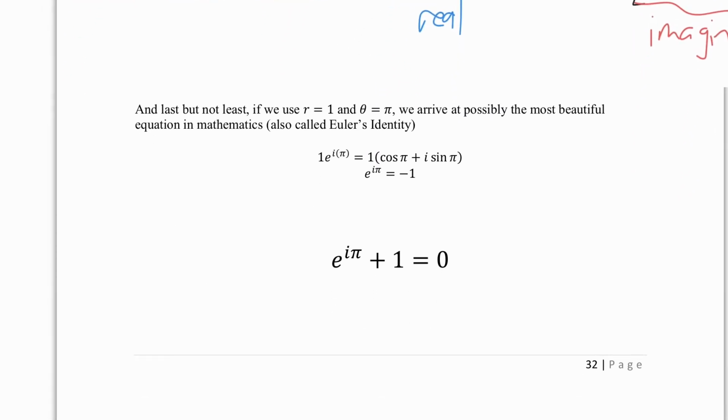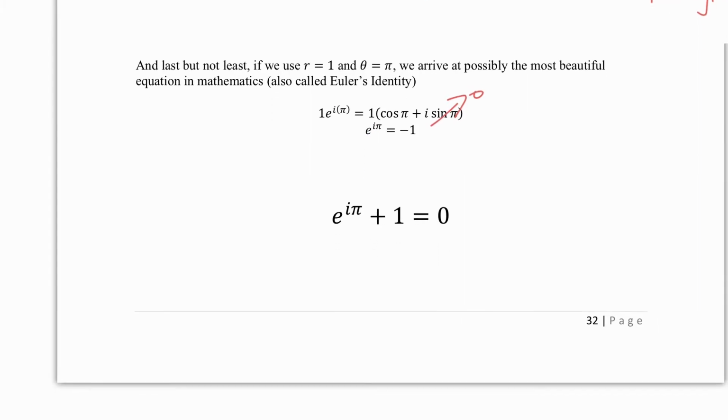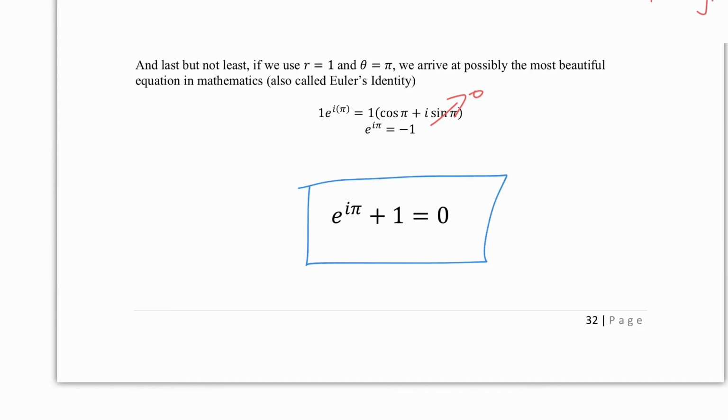And last but not least, if we use r equal to 1, theta equal to pi, we arrive at possibly the most beautiful equation in mathematics. So we have 1 here, e to the i pi, and we convert that to be cos pi plus i sine pi. Cos of pi is -1, and sine of pi, of course, gives you 0. So you get e to the i pi equals -1, and if you move the -1 over to the other side, you have e to the i pi plus 1 equals 0.